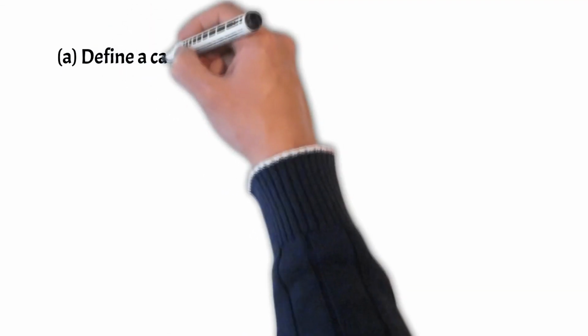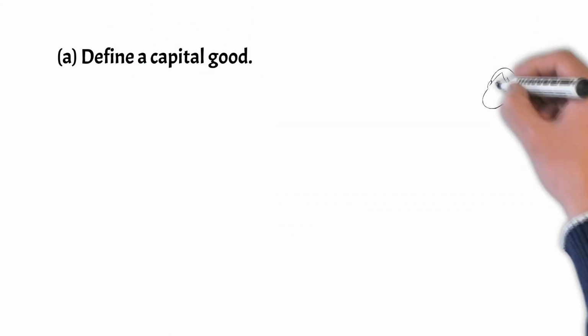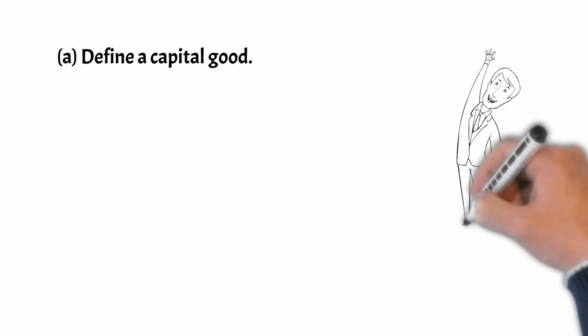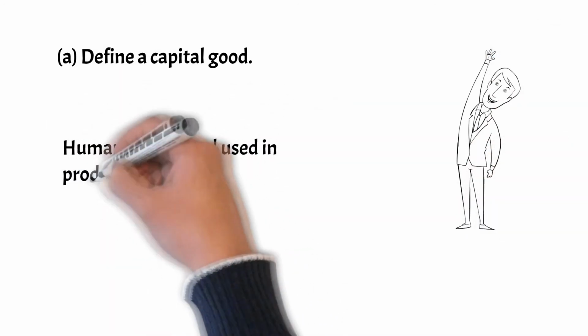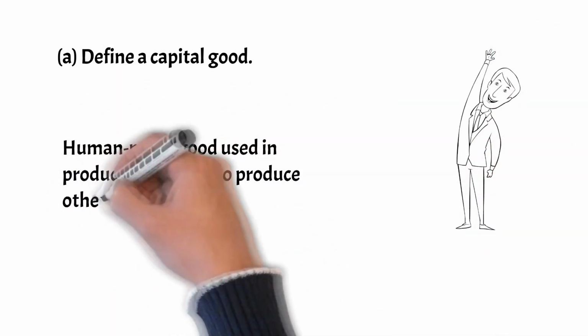First question. Define a capital good. This is a straight-up definition. A capital good is a human-made good used in production or used to produce other goods and services.